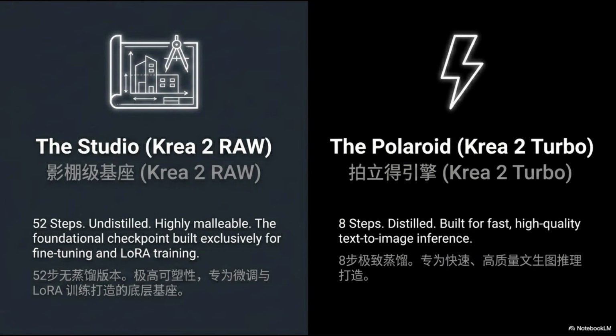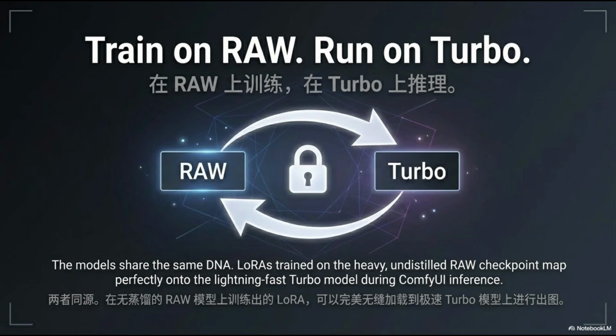It mainly has 2 versions. One is what we call raw, an undistilled base model. The official recommendation is to use it more for model training and fine-tuning. The other one is the turbo model, which is an 8-step distilled version. Its goal is to generate text-to-image results quickly and at high quality. So in this video, we'll mainly focus on the turbo model.